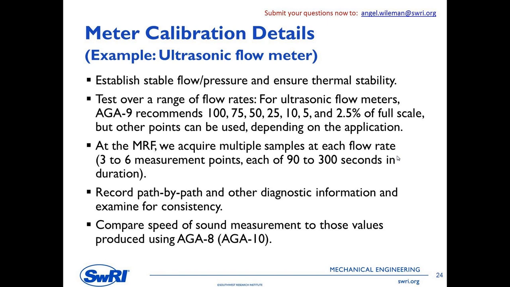Typically, we're going to do that from high flow rate to low flow rate. That tends to keep facilities more stable when you do it in that order. For an ultrasonic meter, we're going to record the path by path and other diagnostic information. We're going to hook up the meter's manufacturer software to that meter. We're going to take our data with our system, but in addition, we're going to record log data, diagnostic data, using the meter manufacturer system. That's really important for later on.